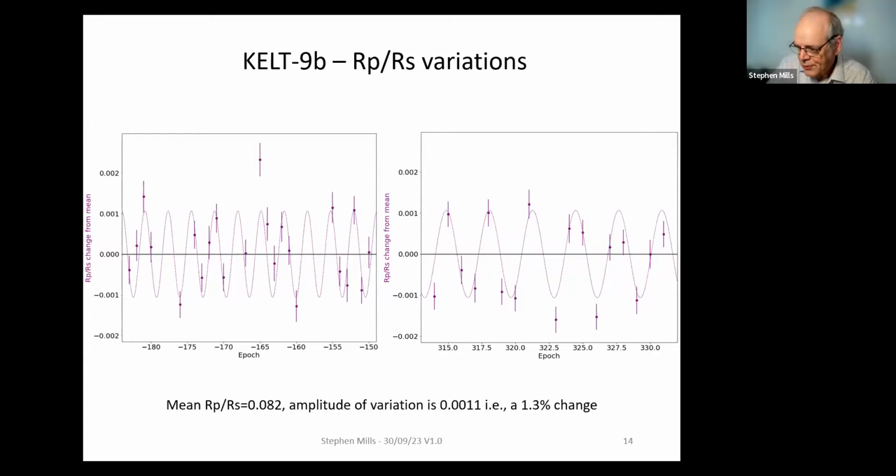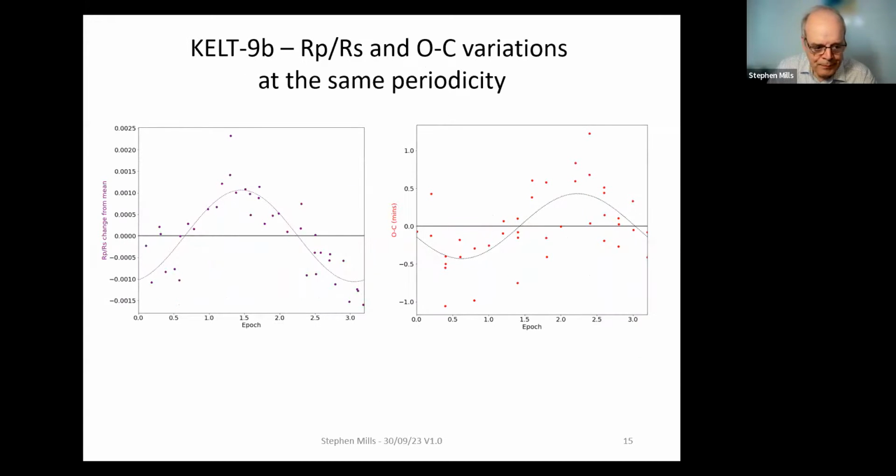However, it is worth noting that this periodic variation is quite small, a 1.3% change in RP over RS. And you can do the thing that I showed you in the earlier slides and wrap the data. So what we've got here is the data for RP over RS on the left-hand side, wrapped with a periodicity of 3.2, and on the right-hand side the transit time data wrapped with the same periodicity.